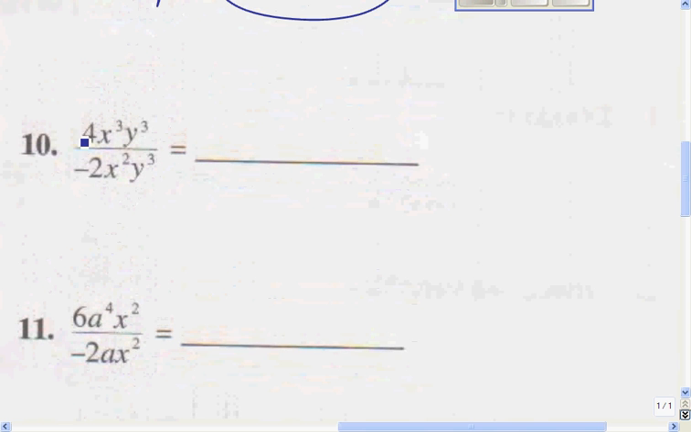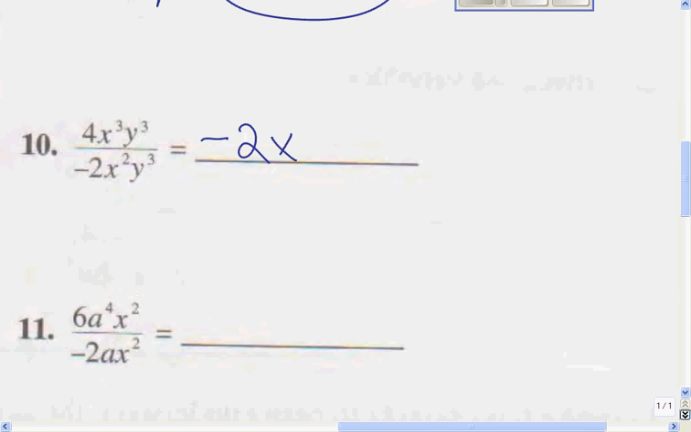I've got the signs are different, so I know my answer is negative. What times 2 equals 4? 2. 3 minus 2 is just x, and the y cubes cancel out because they're the same. That's my answer.